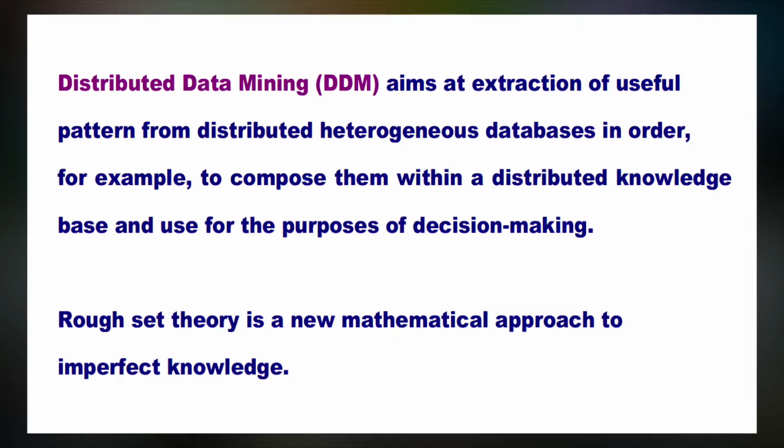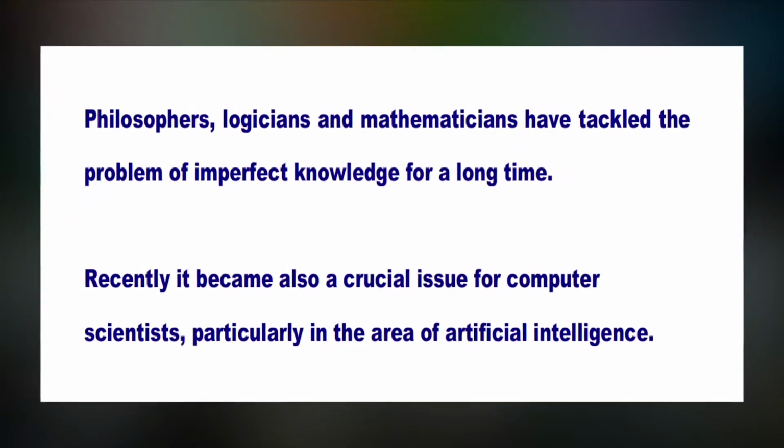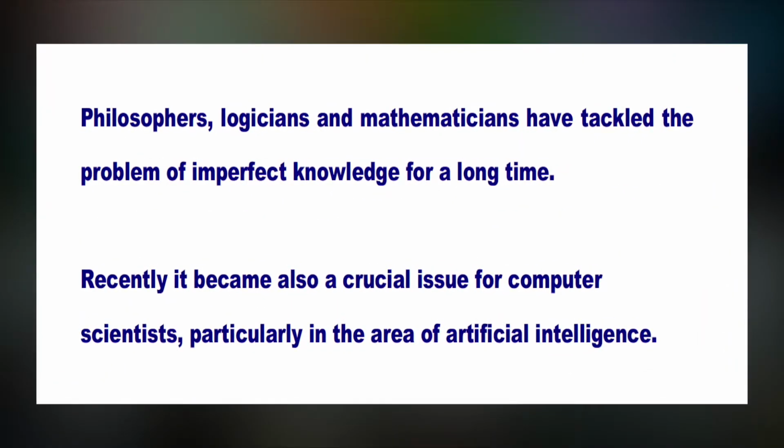Now, we have already seen what DDM is. DDM aims at extraction of useful patterns from distributed heterogeneous databases in order, for example, to compose them within a distributed knowledge base and use them for the purposes of decision making. Rough set theory is a new mathematical approach to imperfect knowledge. Let us see how it is used here.